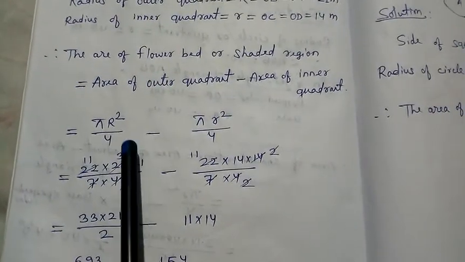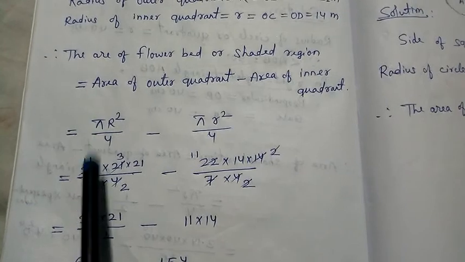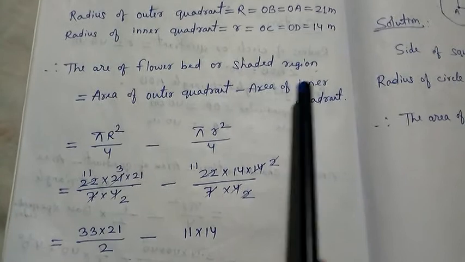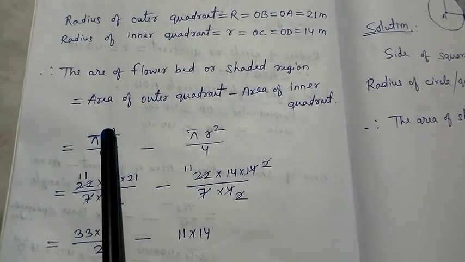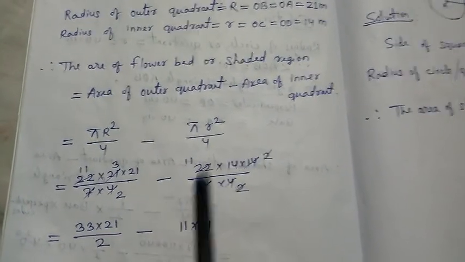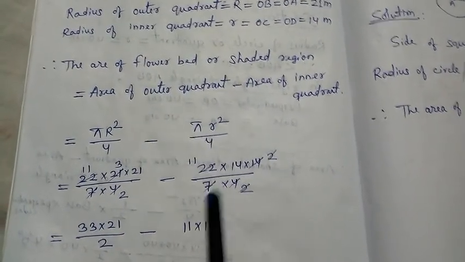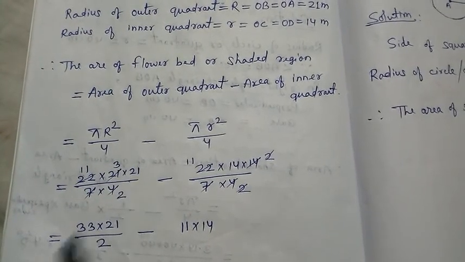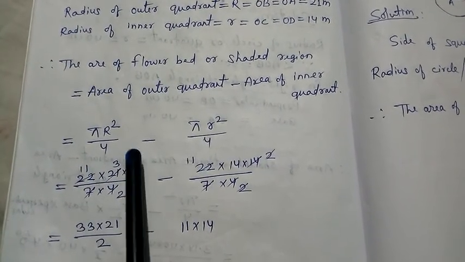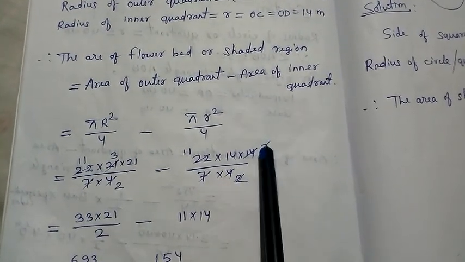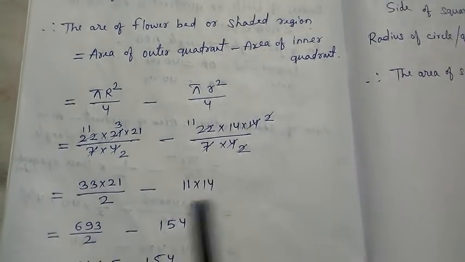Now put the respective values here. Pi value as 22 by 7 into capital R, which is 21 into 21 for R square, and by 4 as per the formula, minus the same for pi 22 by 7, and for smaller r it is 14 into 14 by 4. Now after cancellation, 7 3s are 21 and 2 11s are 22. So 3 into 21 by 2, and here 7 2s are 14, 2 got cancelled, so 11 into 14.